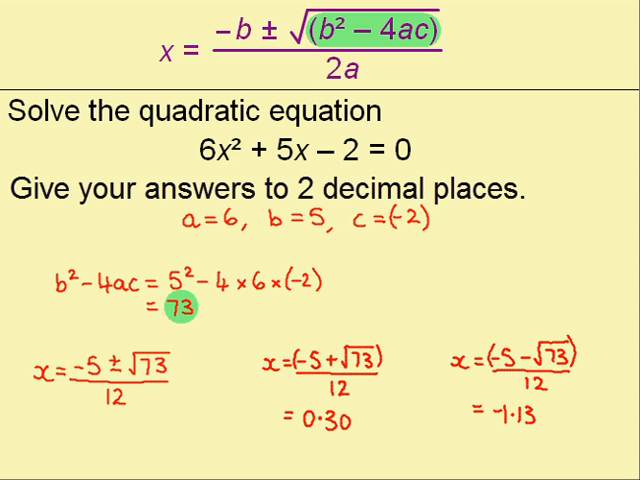So to summarise, we use 4 steps when answering this type of question. Step 1 is to write out what A, B and C are. Step 2 is to work out the value of b squared minus 4ac using substitution. In step 3, we can now write this in a nicer way using our answer from step 2, like this. In step 4, we get our two answers using the plus part here and the minus part here and typing them into a calculator.